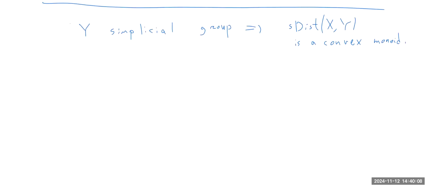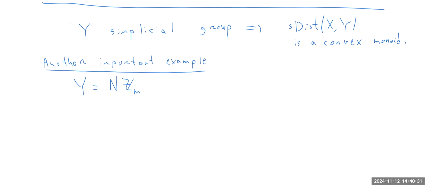So another important example is when Y is the nerve of Zm. This is an important example. What is the nerve? It has some topological meaning. It is also important for other things, but let's explain this maybe later in other talks, when we need its homotopical meaning. For now, let's say how it is defined.